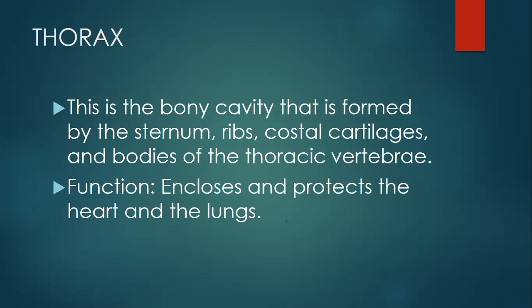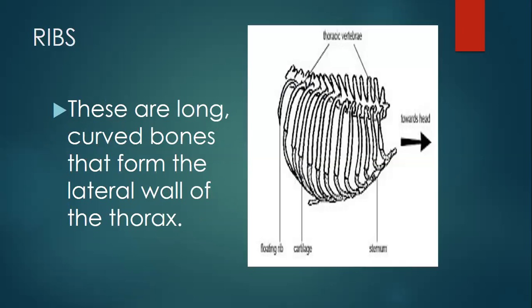Thorax and ribs. The thorax is the bony cavity that is formed by the sternum, ribs, costal cartilages, and the bodies of the thoracic vertebrae. Its function is to enclose and protect the heart and the lungs. The ribs are long curved bones that form the lateral wall of the thorax.